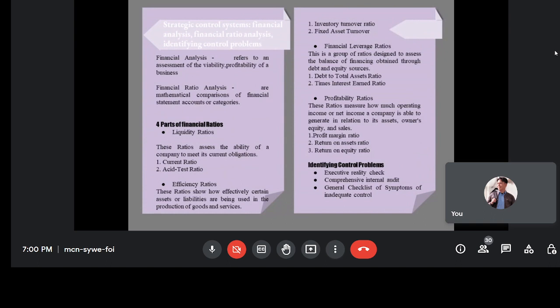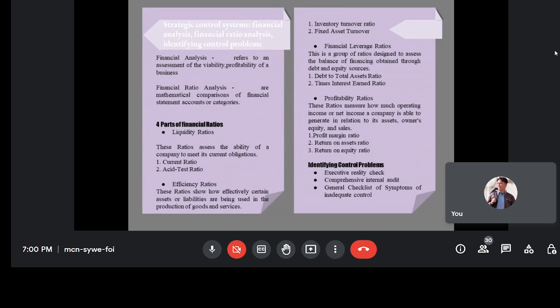Financial analysis, also referred to as financial statement analysis, accounting analysis, or analysis of finance, refers to an assessment of the viability, stability, and profitability of a business, sub-business, or a project.